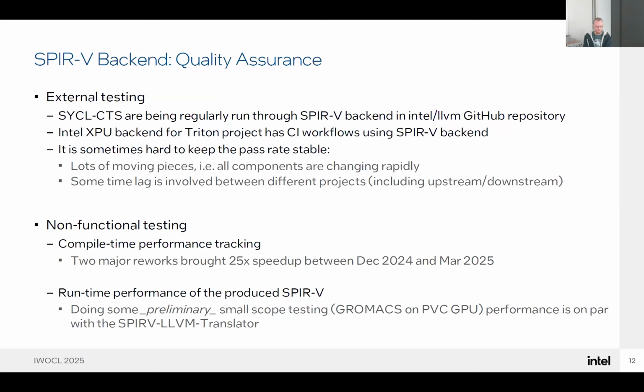Some external testing exists as well. For example, in LLVM we have a regular run of our SYCL tests through the SPIR-V backend, I believe even in pre-commit, not only in nightly. Our XPU backend for Triton has some CI workflows which go through the backend and test it. Sometimes it is hard to keep that testing absolutely 100% because there are lots of moving pieces, like driver changes, our SYCL implementation changes, and LLVM changes. Considering that all those projects with external integrations are downstream, there is some time lag when we integrate the latest fixes and updates into the backend.